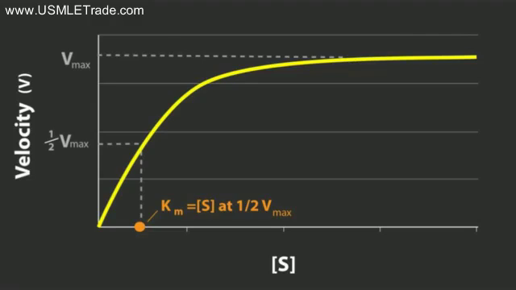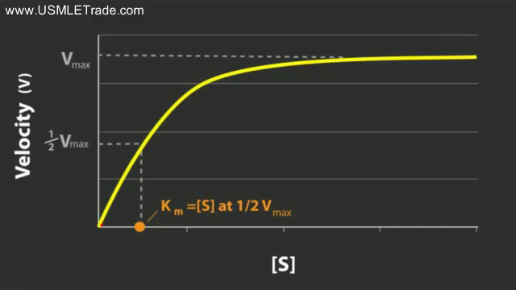Let's start with Michaelis-Menten kinetics. Say you have an enzyme that catalyzes some reaction, and you mix some of that enzyme with the substrate, which is S, and you measure the velocity of that reaction. Well, this graph shows you how the reaction velocity changes as the concentration of substrate changes. So the x-axis is the concentration of substrate, and the y-axis is the reaction velocity.